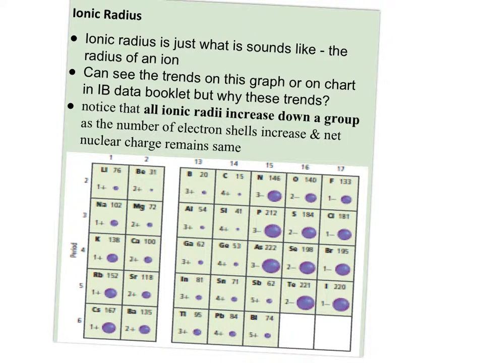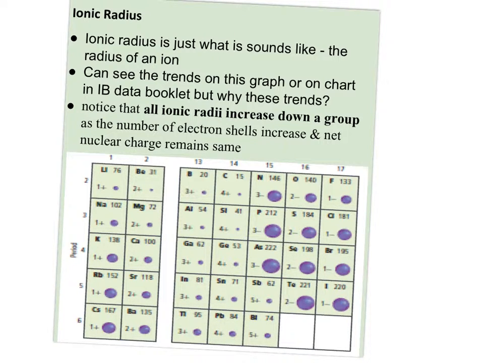Welcome. This video is going to look at more physical properties from Section 2, Chapter 3 from the Brown SL Chemistry book. So we talked about atomic radius just briefly in the first video. So ionic radius is just what it sounds like. It's the radius of an ion. And you can see the trends on this graph or on the chart pretty easily.